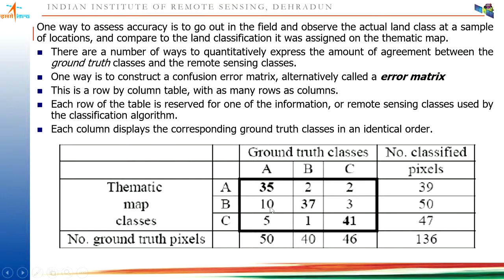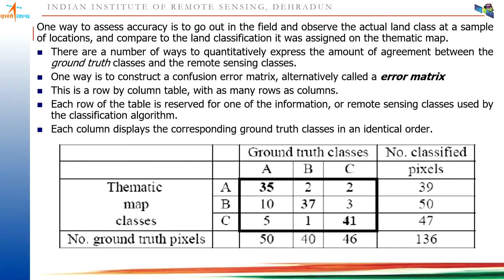10 pixels were in reality forest, that means class A, but they were classified as another class, that is B. So that comes out to be 10. I have put 10 here. Like this, the pixels which were in reality class A but were classified as C have been put like this. So all the sample points are reclassified and distributed in the form of an error matrix.